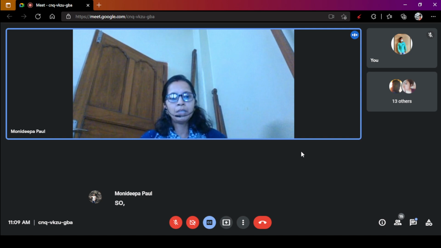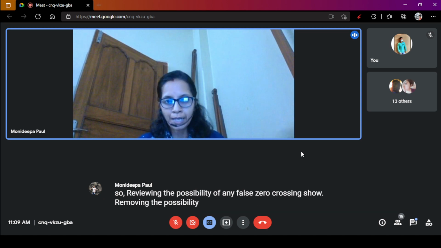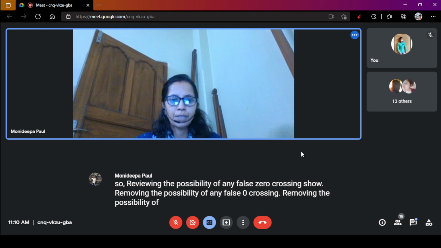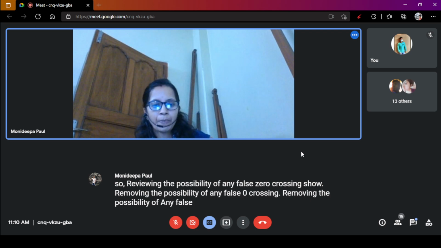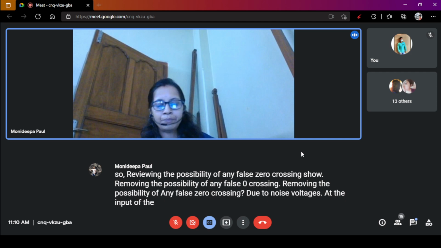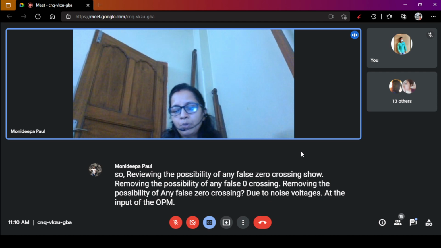So, removing the possibility of any false zero crossing due to noise voltages at the input of the op-amp.